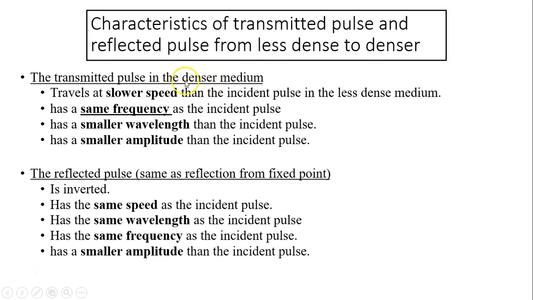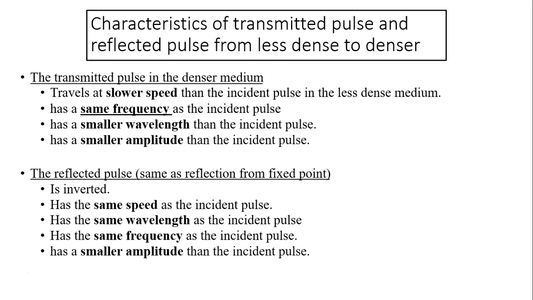So the transmitted pulse, because the medium is denser, its speed is less. Frequency is always the same as the source, whatever produced that pulse. Because the speed is slower and the frequency is the same, the wavelength has to be smaller, because of the wave equation v equals f times lambda. Now its amplitude will be smaller because, even if there is no air resistance, it's harder to lift a heavier rope. Now let's talk about a reflected pulse.